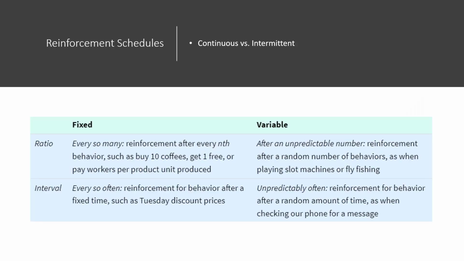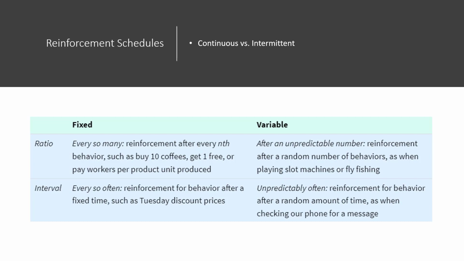Reinforcement schedules vary. With continuous reinforcement, learning occurs rapidly because we're rewarding every time we exhibit the desired behavior. But this rarely occurs in real life. It also is more prone to extinction. Intermittent or partial reinforcement is more common. This is when our responses are sometimes reinforced and sometimes not. Learning is slower, but it's more resistant to extinction.